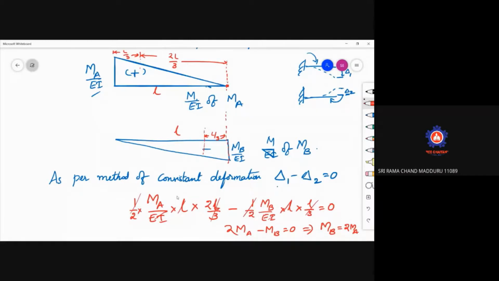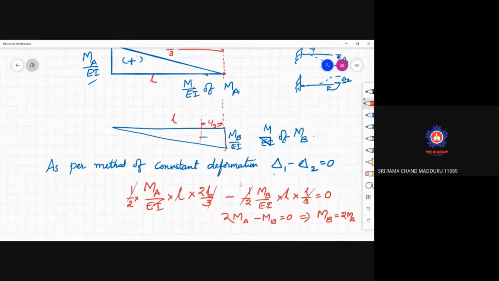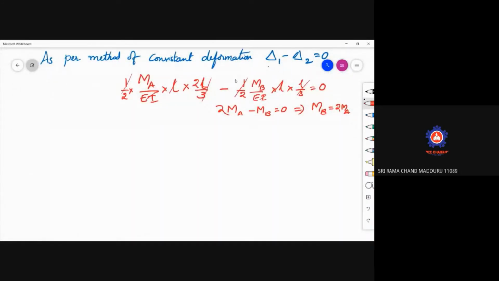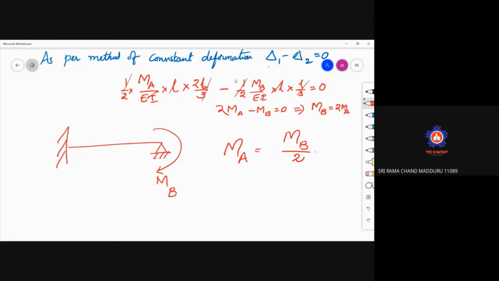Or in other words, MA is equal to MB by 2. So what does it mean? Just understand. You are considering a beam which is hinged at this one. You are applying a moment of value MB, and this induces a moment on the fixed end in the same direction, which is half of that value.